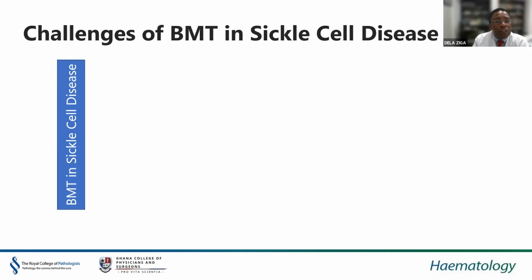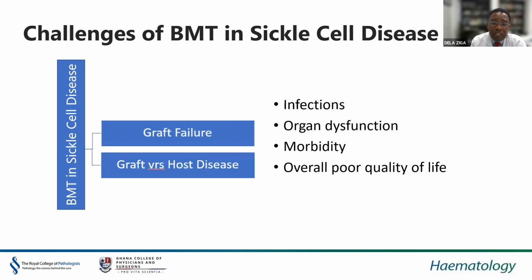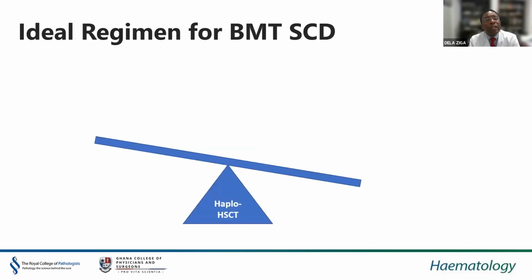So challenges of bone marrow transplant in sickle cell disease patients, just as mentioned earlier on: graft failure, graft-versus-host disease, it leads to infections, results in organ dysfunction, morbidity, and overall poor quality of life, and mortality is a concern. And so this begs the question about what the ideal regimen for bone marrow transplant in sickle cell should be. You don't want to switch one chronic ailment for another chronic ailment after transplant.